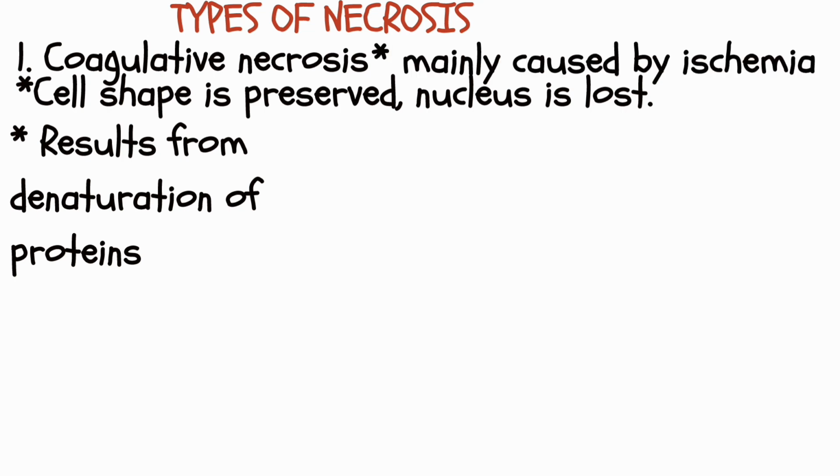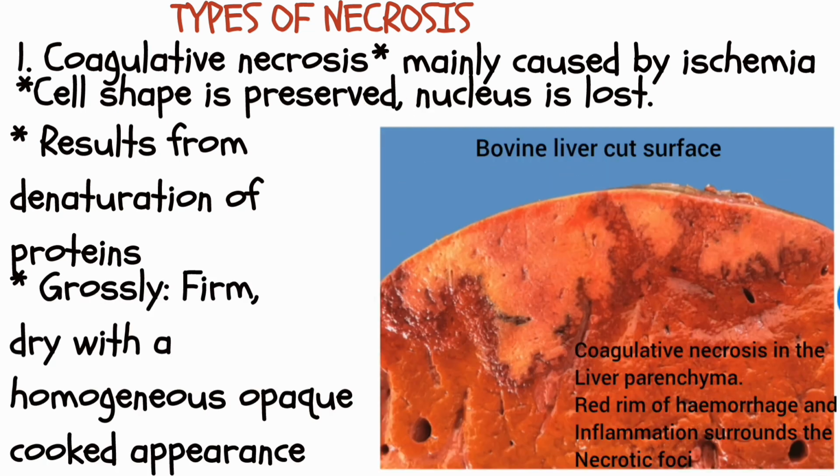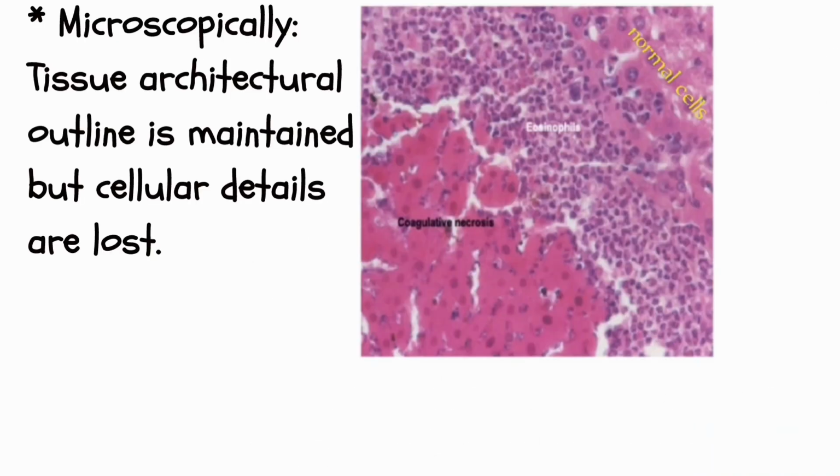So when you look at it, you recognize what the cell is. The nucleus is usually lost, and it results mainly from the denaturation of proteins. The main cause of coagulative necrosis is ischemia and hypoxia. Grossly, the necrotic area is firm, dry, and has a homogeneous, opaque, cooked appearance. Microscopically, the architectural outline of the tissue or organ is maintained, but the cellular details are lost.